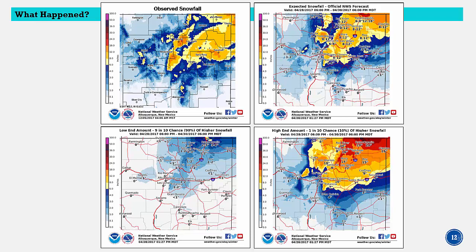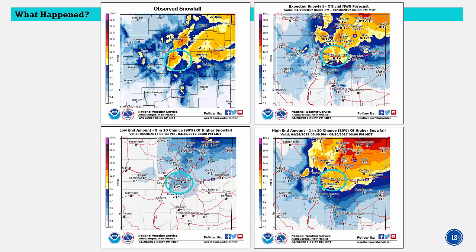Let's look at another area. This time from the Sandia and Manzano Mountains eastward towards Clines Corners. In this area, the official snowfall forecast was near the high end amount, and in fact, the observed snowfall totals were very close to the official and high end forecasts.